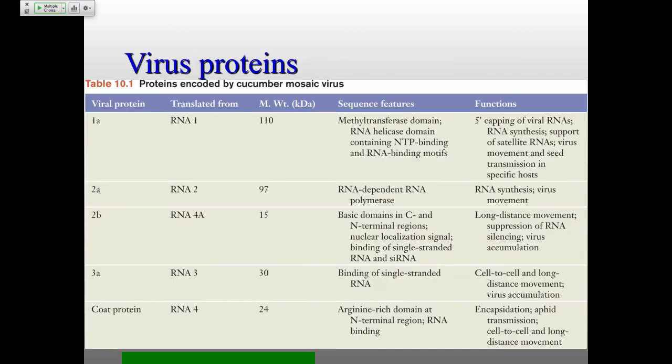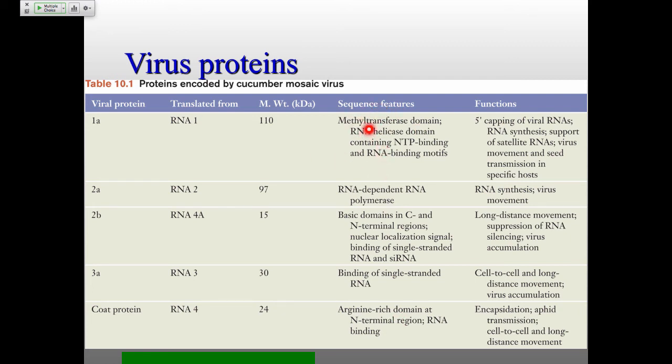Okay, so what are these virus proteins? No, I don't expect you to remember all of them, but a couple of important ones. What do we say we needed? We need an RNA-dependent RNA polymerase. That's RNA2. The coat protein, RNA4. Okay, so those are the only 2 that we really absolutely need. What else? RNA1 is interesting.